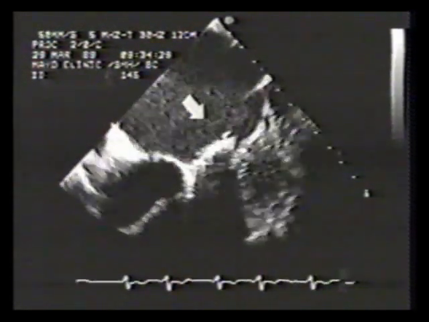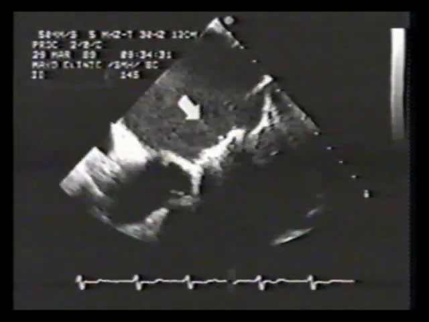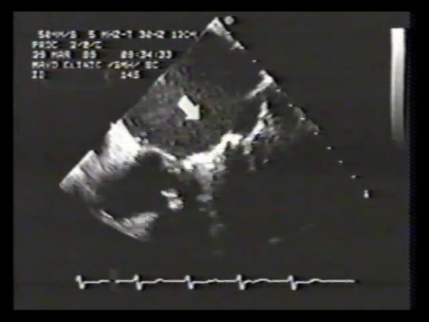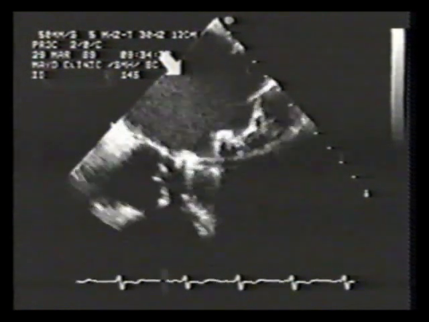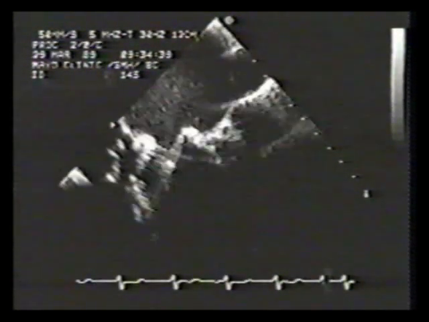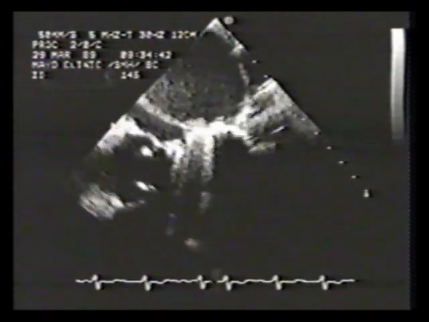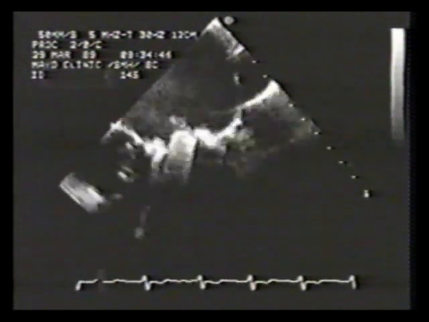Posterior structures are not easily visible from the precordial examination because of the acoustic shadowing. However, transesophageal echocardiography allows adequate visualization of these posteriorly located vegetations and complications.